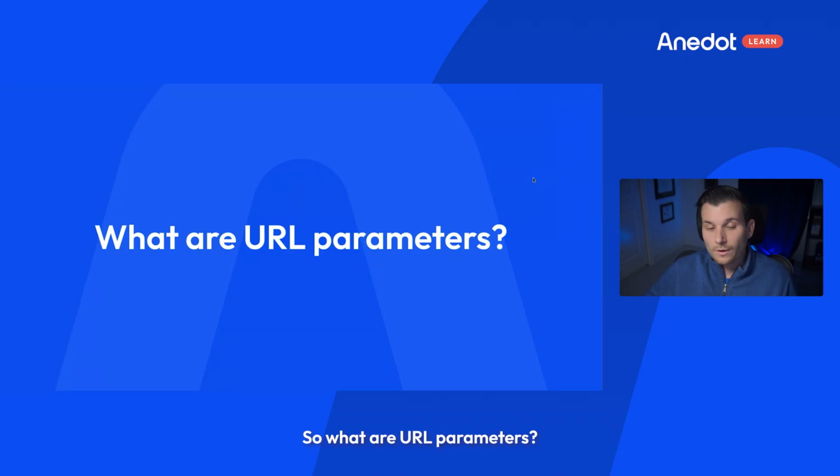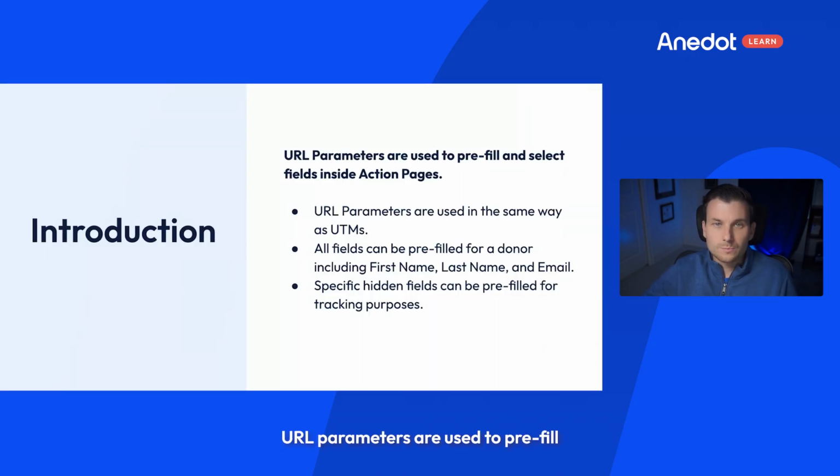So what are URL parameters? URL parameters are used to pre-fill and pre-select fields within action pages. So for example, let's say you want to go into a page and pre-fill first name, last name, and address. When a donor goes to a page, that certain information that you already have for them is filled out for them. That's how you would use a URL parameter. And it can be all kinds of fields. There's all sorts of different options.